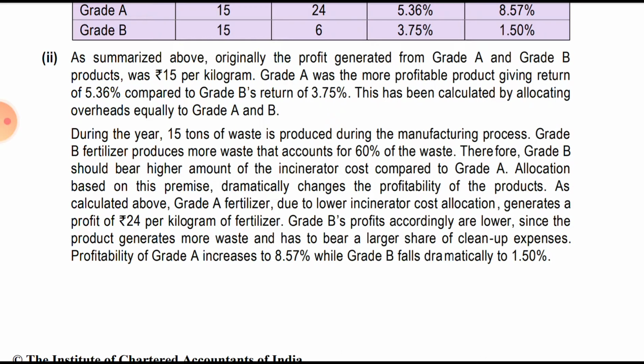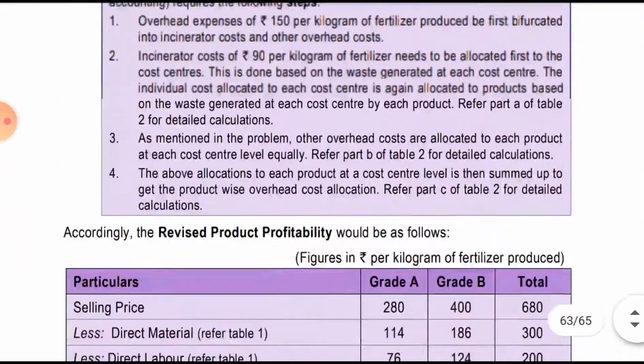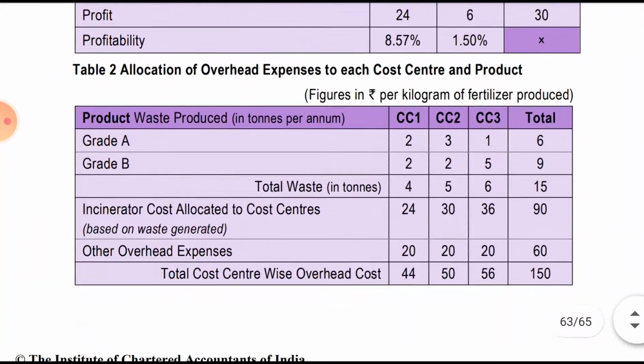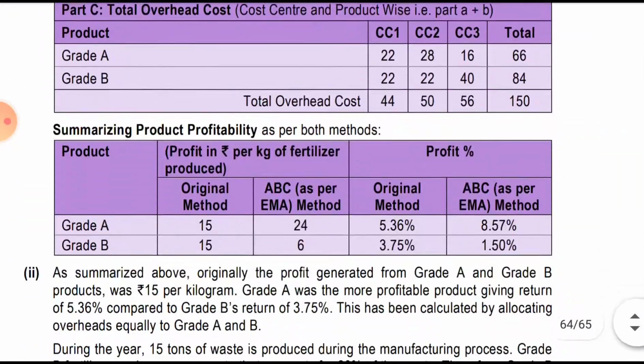Grade A fertilizer, due to the lower incinerator cost allocation, generates a profit of 24. So from 15 it rises to 24. Grade B profit accordingly lowers. How much is it? It reduces to 6. So profit has been reduced from 15 to 6 basically.